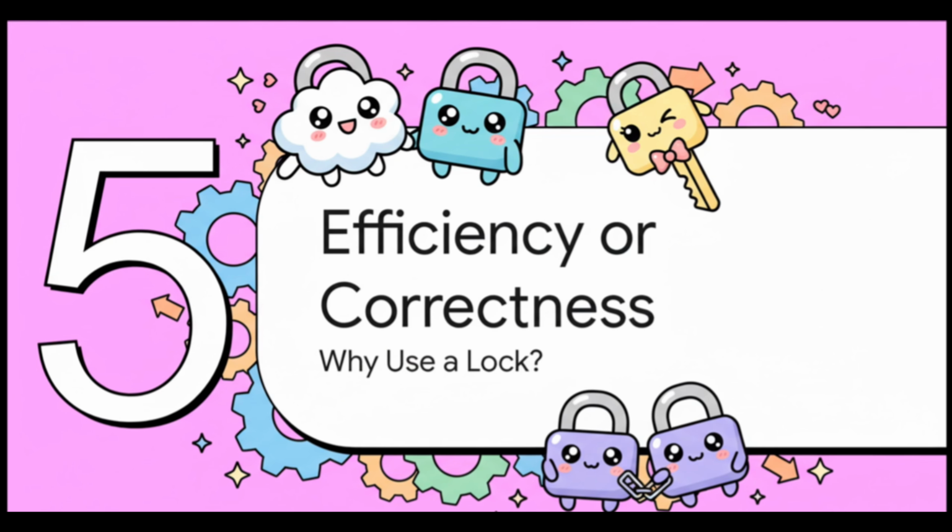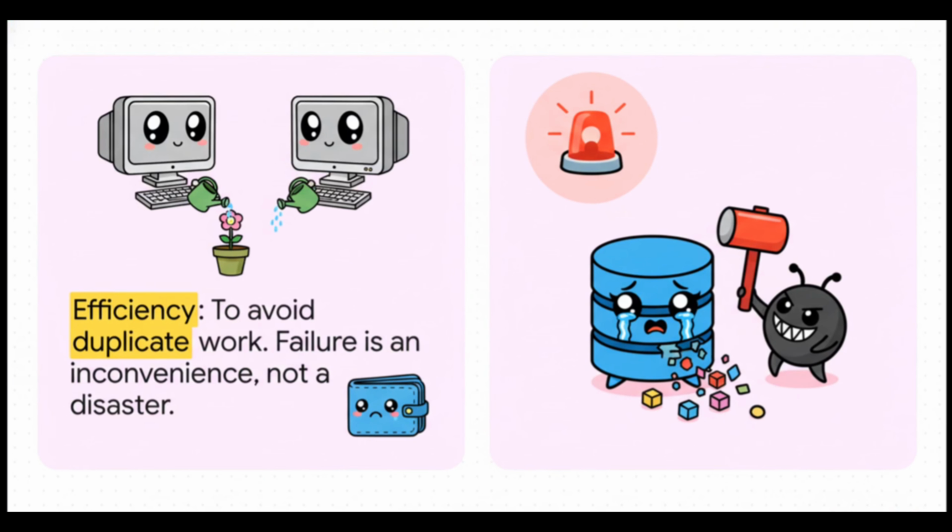You have to stop and really understand why you're using a lock in the first place. You've got to ask yourself, is this lock for efficiency or is it for correctness? An efficiency lock is just to prevent you from, say, running an expensive report twice. If it fails, okay, maybe you waste a little bit of money on cloud computing or a user gets a duplicate email. It's annoying, but it's not a disaster. A correctness lock, on the other hand, is there to prevent data loss. If that lock fails, your database is now corrupt.